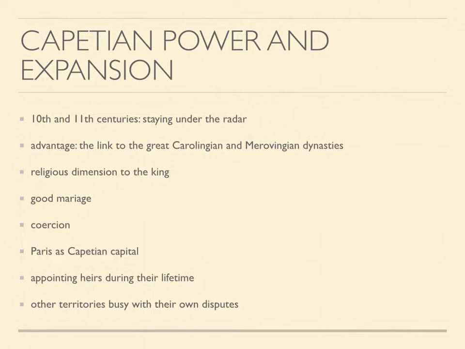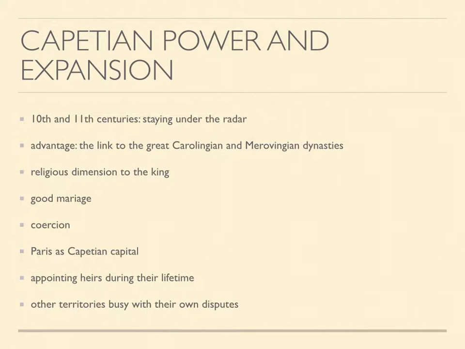So the one thing that the Capetians really had going for them was that they were descended from the Carolingians and the Merovingians, so they also had this factor of credence because they were descended from a lineage that was chosen by God to rule the Frankish territory. So this gave a religious dimension to the king and elevated his status as not only a statesman, but also as a religious figure.